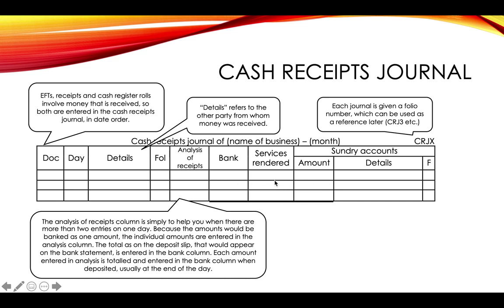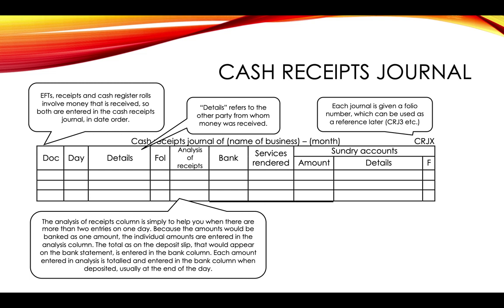Now you can see that we've got a number of money columns here. Bank is the most important one for a cash receipts journal because obviously it will always be involved, and that is why we are creating a cash receipts journal. Remember, we are trying to summarize all the transactions where money was received. So every single transaction, the money must end up in the bank column. However, that is referring to the actual bank account.